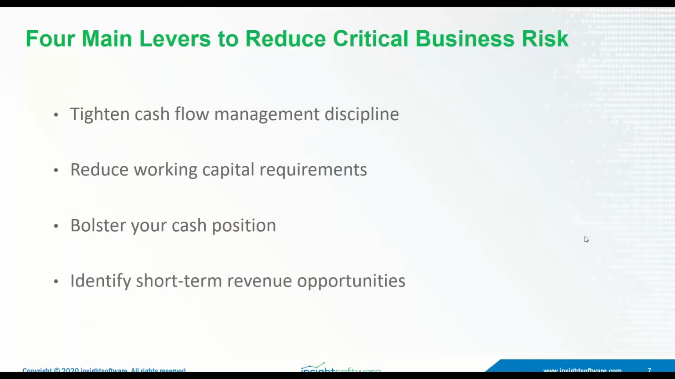And so we're going to look at these reports really focused around 4 main levers that we can use to reduce critical business risk. First off, tighten your cash flow management discipline. And this is a lot of what we'll be looking at later on as we work through this. We'll look at some key metrics. But in essence, it's a lot about managing how you can align your receivables and payables to make sure what you're sending out is proportional to what you're bringing in over a given period of time.